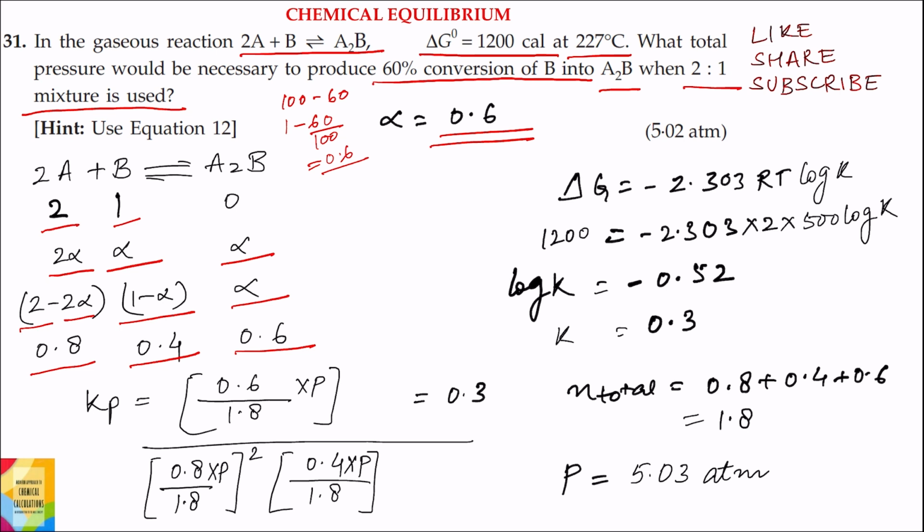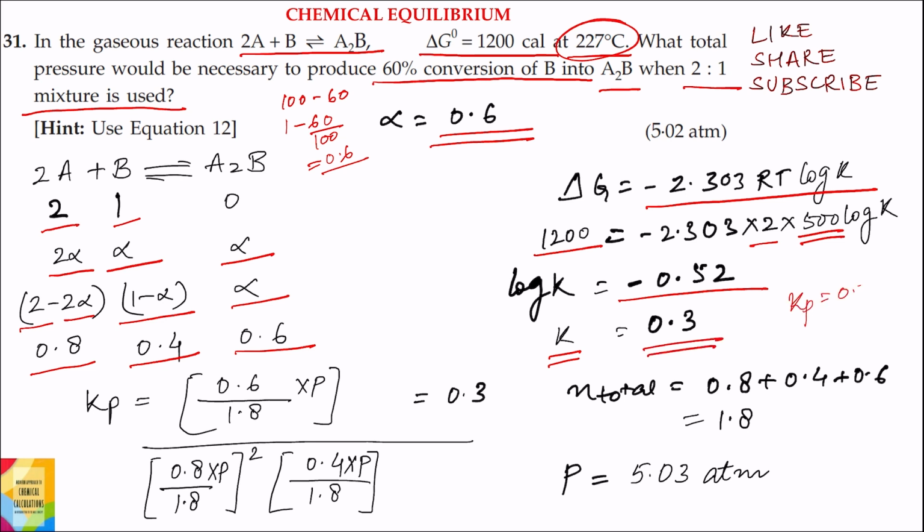Now we have to calculate the value of K, or value of Kp, for this equation. So delta G is equal to minus 2.303 RT log K. Value of delta G is given as 1200 calories. Value of R in calories is 2. Temperature is given as 227 degrees centigrade, which in Kelvin will be 500 Kelvin. Solving, log K is equal to minus 0.52 and taking antilog, the value of K is 0.3. So value of Kp is 0.3.